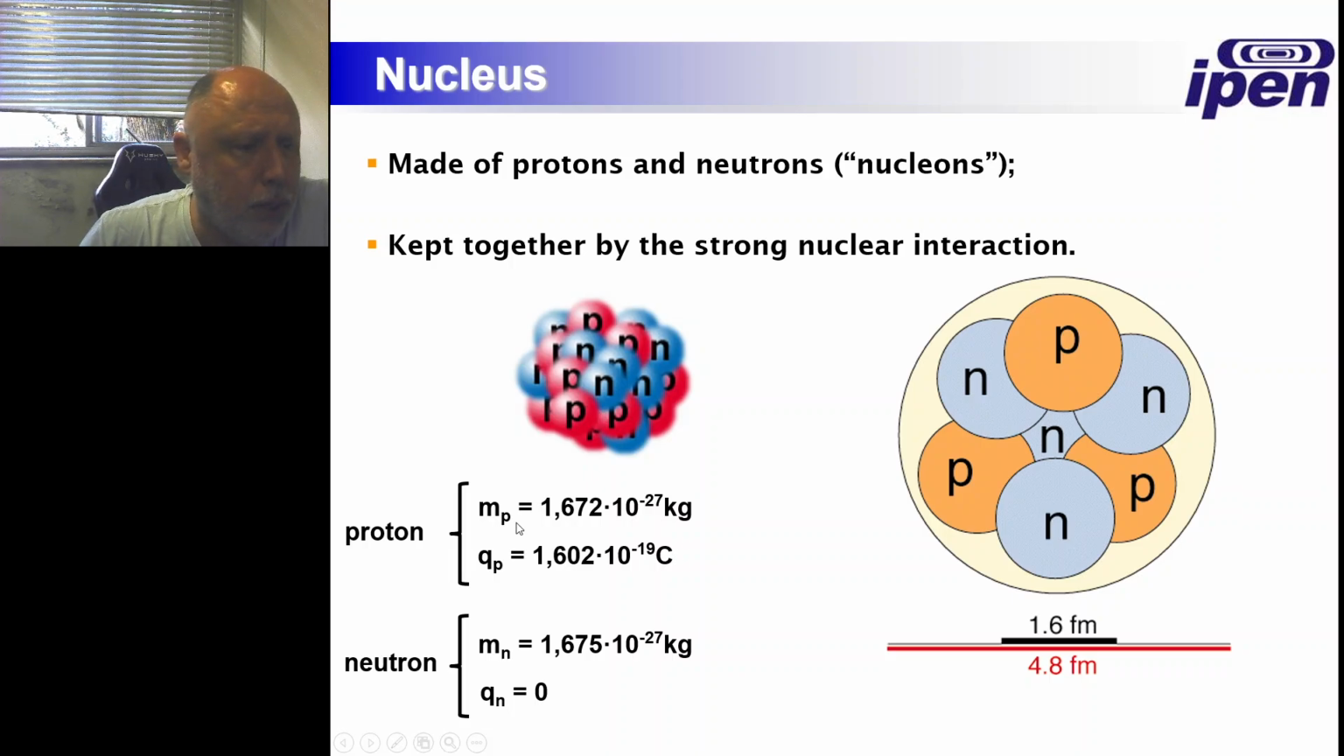And the proton mass we have here in kilograms and the neutron mass are very, very similar. You see the difference is in the third digit. The main difference being the proton has the same charge as an electron, but with opposite sign, so it's positive, and the neutron has no charge.